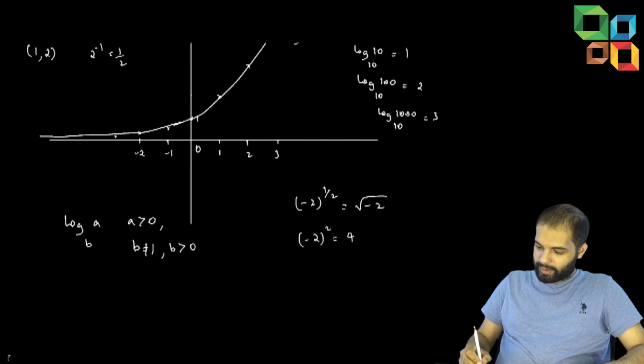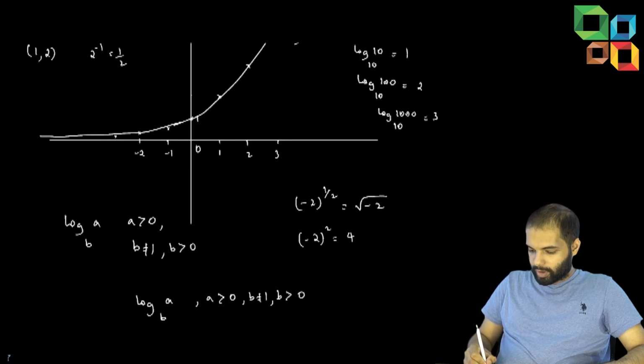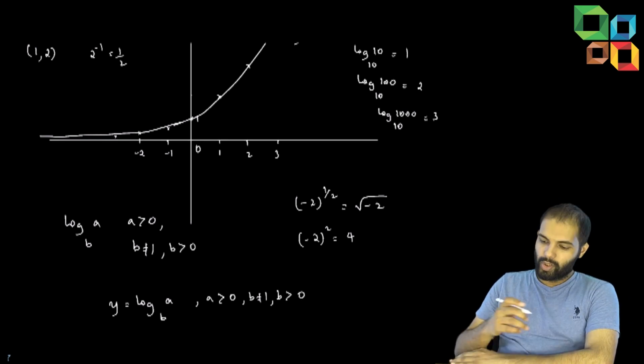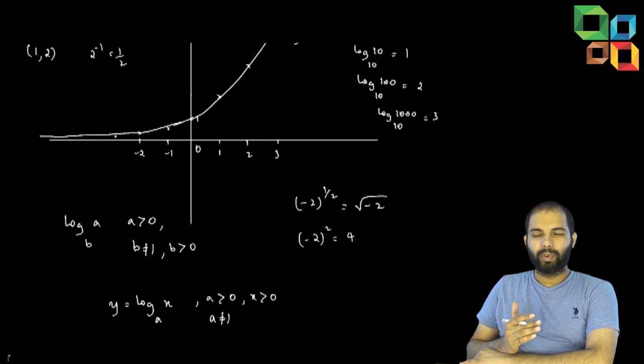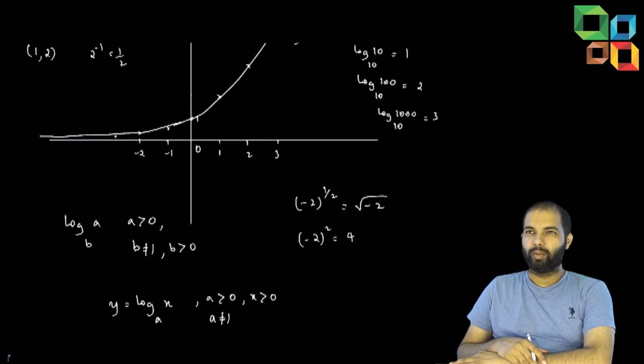So let me write it down. Say, log a base b. I'm saying that a is always greater than 0, b is not equal to 1, and b is greater than 0. Then only I'm talking about this, say some y is equal to a. Usually we represent it like this: log x base a. A is greater than 0, then we say x is greater than 0 and a is not equal to 1. Why x and y? Because usually we plot the graph on the number line. That's all. There's no specific reason to use x and y.